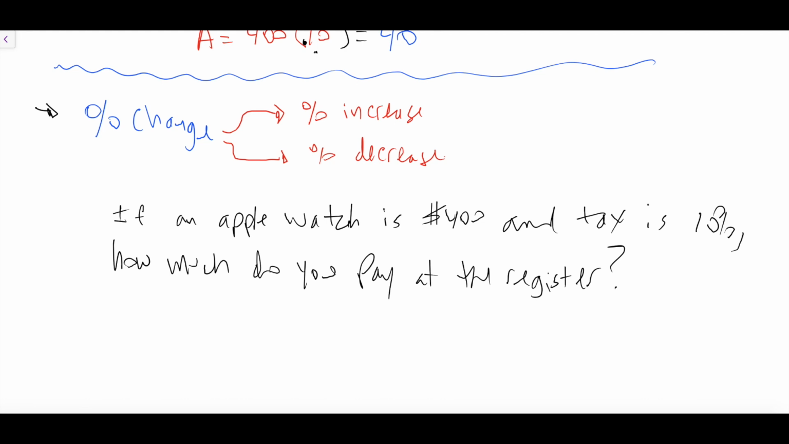I think you know this answer. What's the answer? 440. You pay $440. And you do this problem the way everybody does this problem, which is the way I encourage you to do it for the rest of your life, but it's going to fail you on the SAT. So we're going to talk about that.